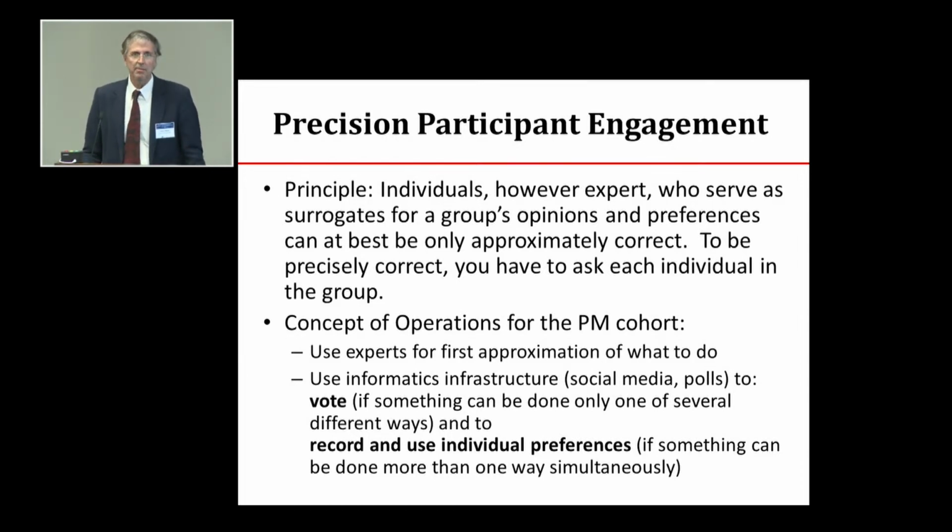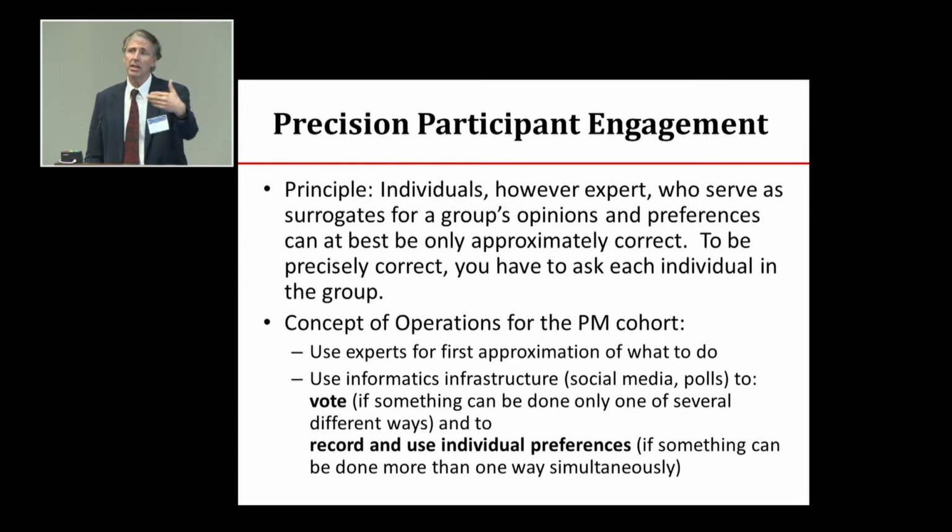So this concept of operations that might be adopted, and I'm indebted to Dixie Baker for the term concept of operations, as a computer scientist, would be that in doing its work, this cohort would use experts for a first approximation of what was to be done and how to do it, but then would use an informatics infrastructure of communication, using social media, polls, surveys, to do 2 things. One is to vote in situations where you could do it several different ways, but you can only do one, and you want to do it one way across the cohort. So that becomes kind of true democracy voting.